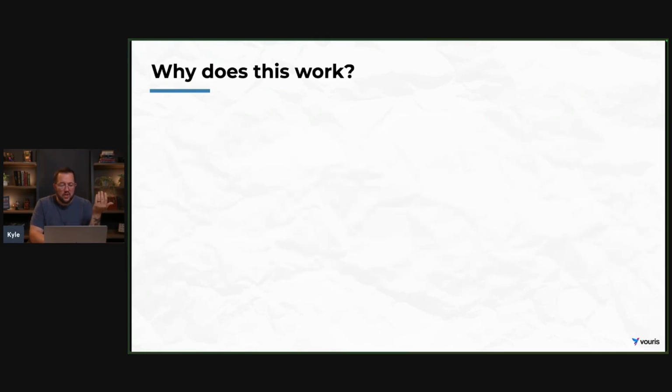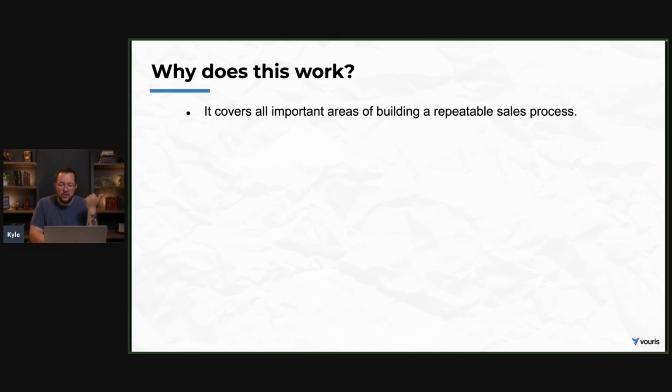So why does this all work? A couple of things. It covers all of the important areas of building a repeatable sales process, which is the sale itself, right? It's really critical that you understand how your sales takes place. It makes it easy to identify gaps. Like I mentioned, when you have a drop off between stage 1 and stage 2, you know something needs to be fixed in stage 1. If you have a drop off in stage 4 before stage 5, you know that it's probably something that's going on in one of the meetings in stage 4. This is really helpful because you know where to focus.